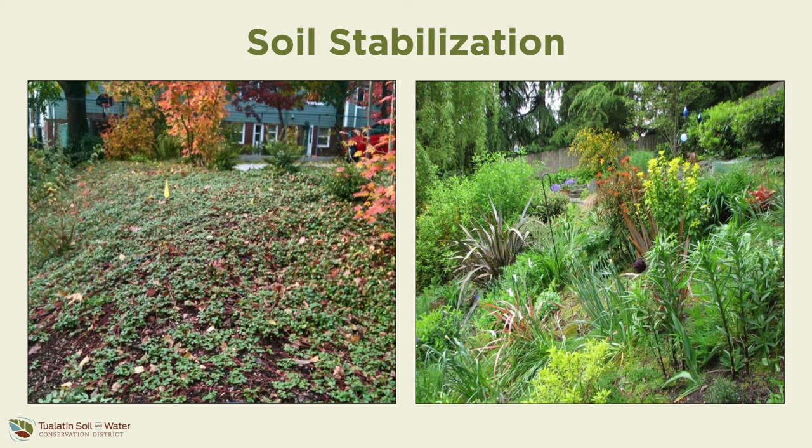This photo on the right shows a slope that's been stabilized with a variety of plant types. Now, this is an excellent example of how you can stabilize slopes. By having a wide variety of plants, you have a huge root network in that ground, and that's going to hold on to all of the soil on that slope.